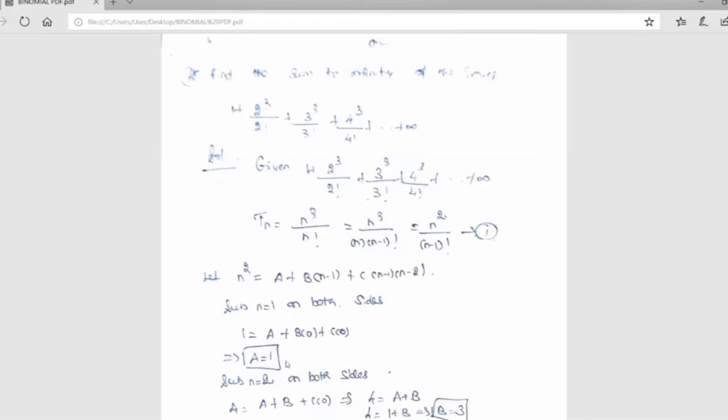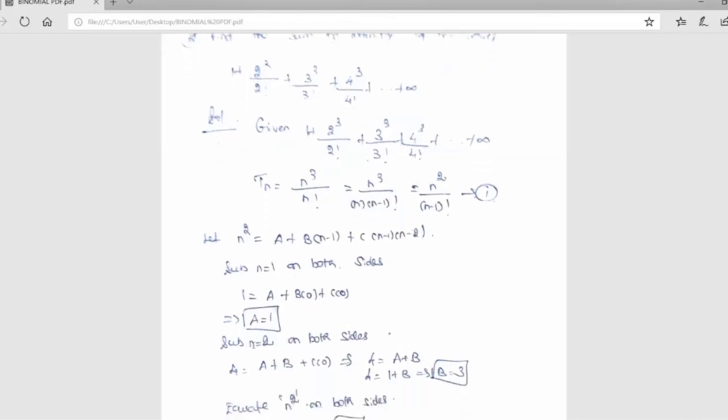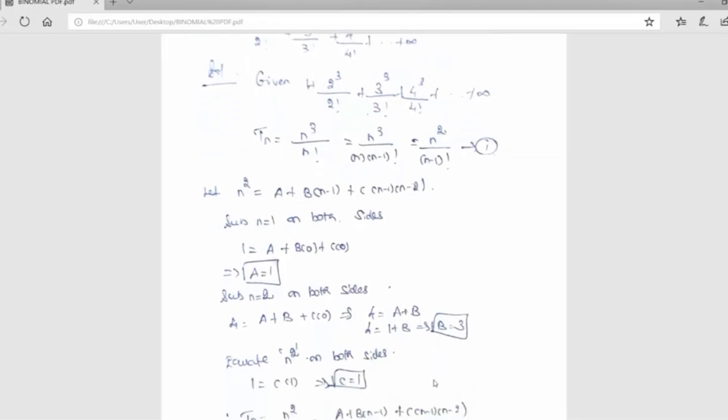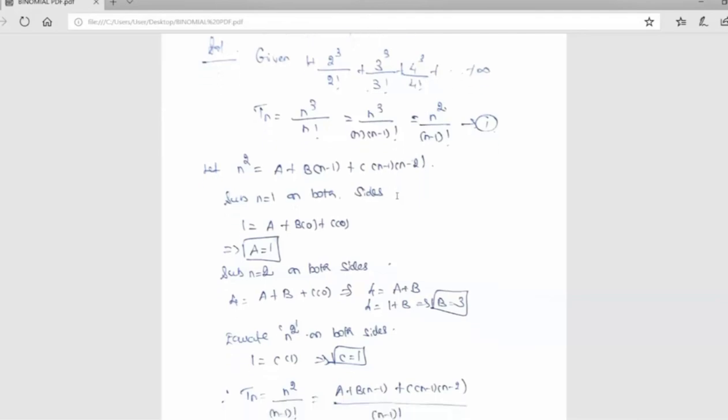If you substitute n equal to 1 on both sides, this side it is 1, and the other side a plus b into 0 plus c into 0, so you will get a equal to 1. Similarly, if you substitute n equal to 2 on both sides, this side 4, and the other side a plus b into 1 plus c into 0. So a plus b equal to 4, meaning 1 plus b equal to 4, so b equal to 3. There is no other n value we can substitute here.